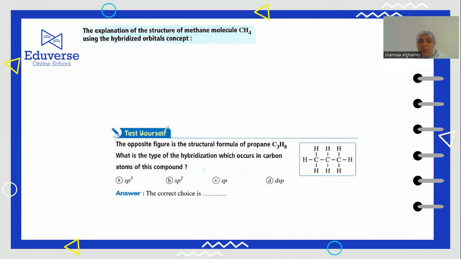In the opposite figure, the structural formula of propane, what is the type of hybridization which occurs in the carbon atom in this compound? I'm going to look at carbon. Carbon is surrounded by 4 bonds. So it means 4 hybridized orbitals. So 4 hybridized orbitals come from the hybridization of what? Of 1 from S and 3 from P. So the type of hybridization is sp3.